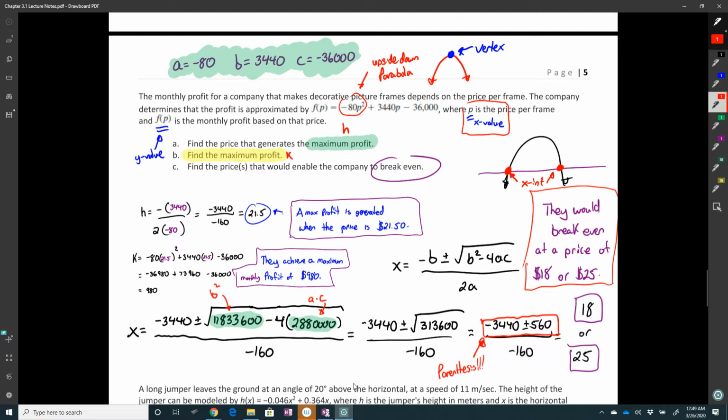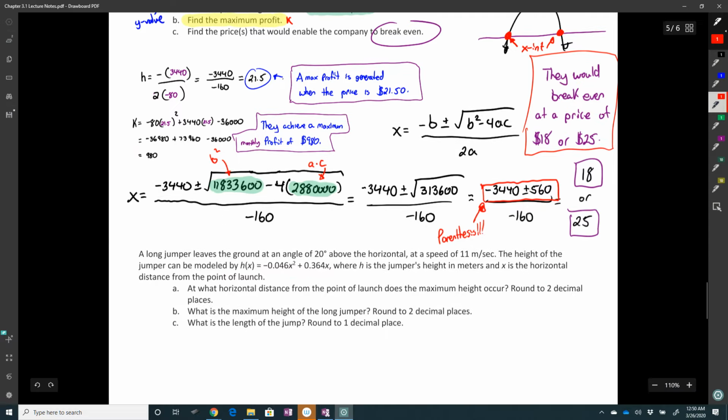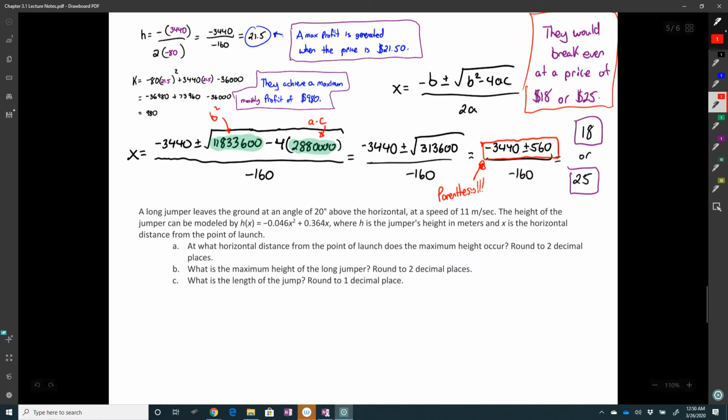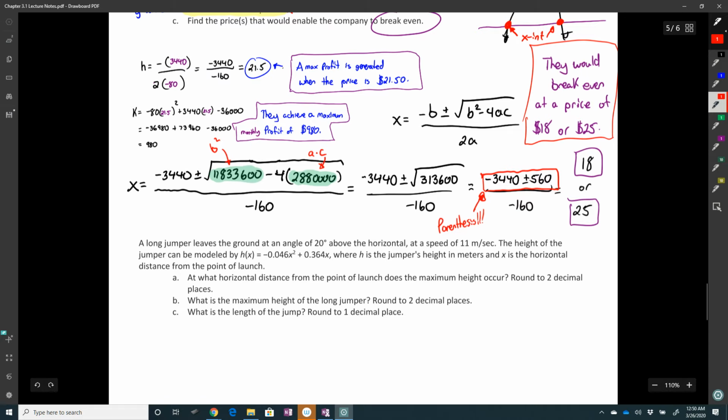All right. Anyway, so I want you to try this next one on your own. Notice it's the exact same problem as this one, except instead of talking about profits, it talks about a long jumper, but notice it's the same thing. When the long jumper jumps, they jump in the shape of a parabola, and their highest point is the vertex. So everything kind of matches what we did up here. So give that a shot. Notice the numbers are a little nasty, but I believe in you.